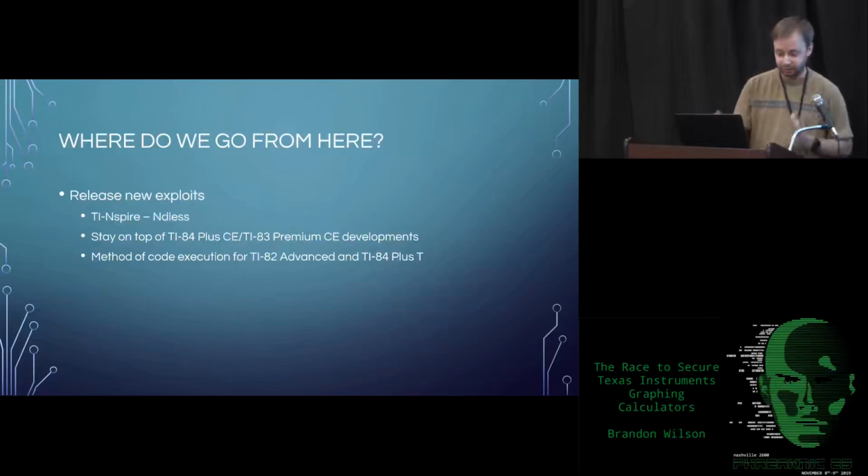So overall, where do we go from here? Well, there's still plenty of exploits to release. Endless for the TI Inspires, constantly being fought by TI, like I mentioned, so help's always appreciated there. We also need a method of privileged code execution for the T82 Advanced, T84 Plus T. That's kind of an old school challenge. It's still outstanding. I still get emails from people really wanting code execution on this thing, especially in Europe. And it's not particularly complex. Somebody just needs to do it. I just don't have time.